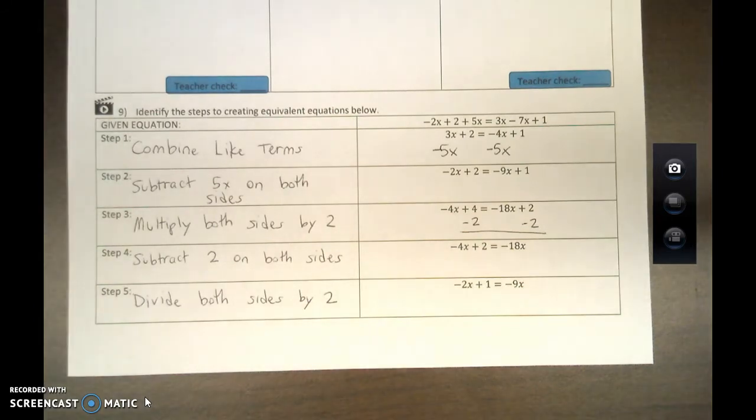So that's following the steps of finding equivalent equations. So on the back side of this, finish the practice problem and then get it checked off by a teacher, and then you can work on solving if that's the next station you need to do. Good luck.